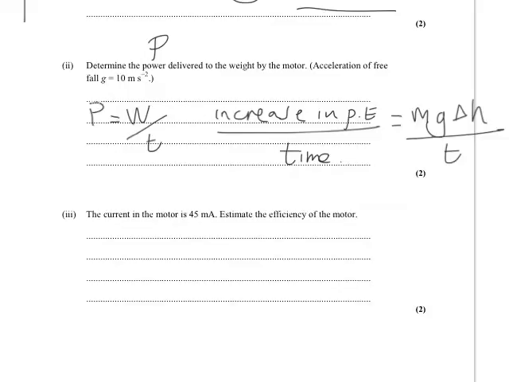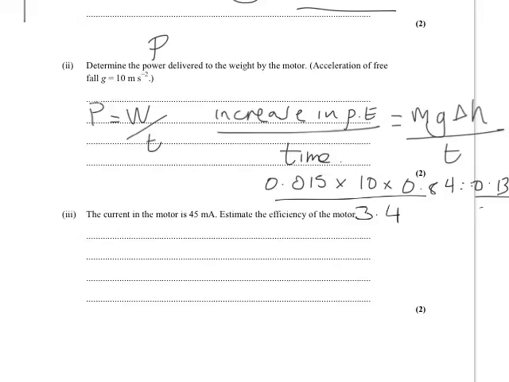To work out the gravitational potential energy, we would use mass times g times the change in height. So if we add in the values that were given in the question, then for the increase in potential energy we have 0.015 times 10 times 0.84, and that gives us 0.13, divided by the time that takes, which is 3.4 seconds. So the power, finally, is 0.037 watts.